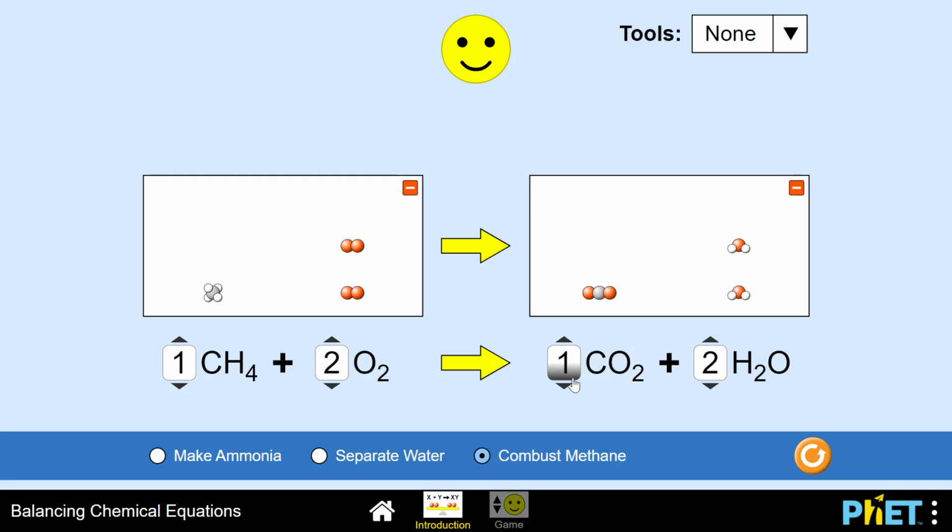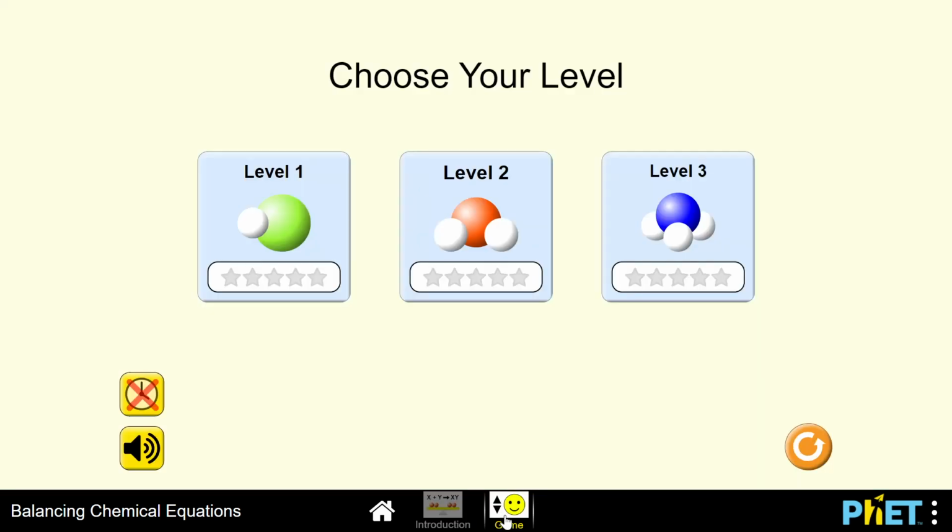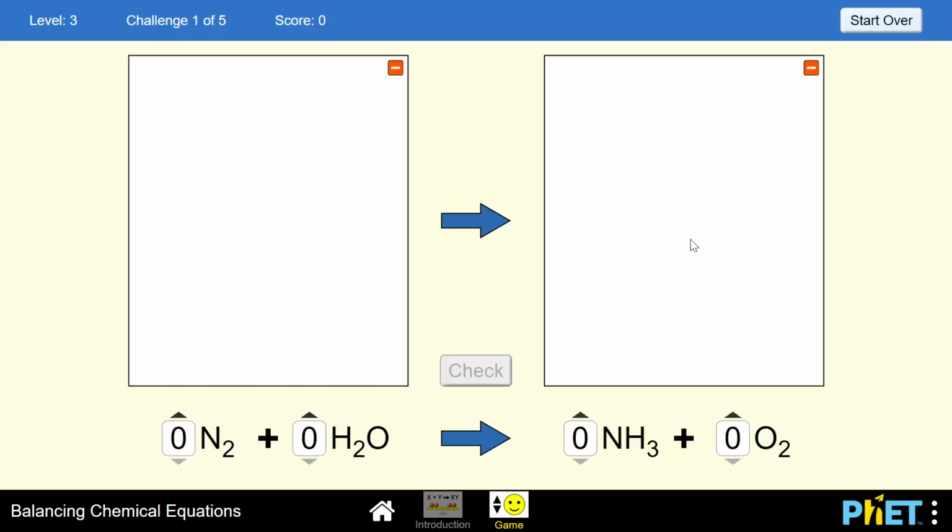Alright, so what you guys are going to do, that's the introduction, what you guys are going to do is play the game, and I want to see how far you can get. Okay, level 1 starts off pretty easy, level 3 the molecules are more complicated. So now we're dealing with more than just maybe 3 sets. So let's do an example of one of the harder ones.